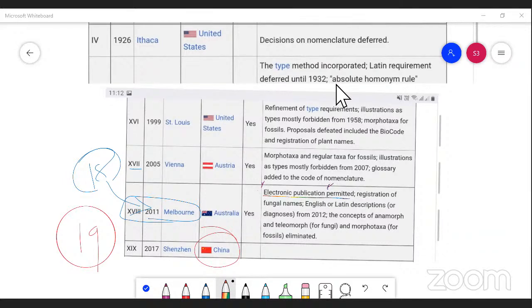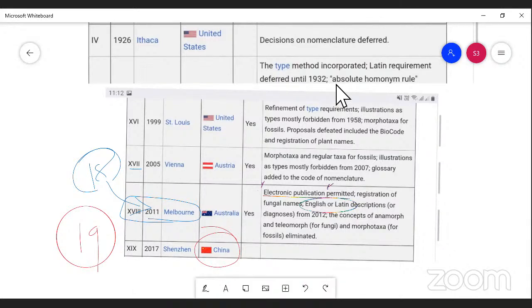One more thing, not only that, the usage of English or Latin. Generally, in those days, from the first Paris Code and second Botanical Congress, only the Latin language was permitted for descriptions of plants. But from 2011 onwards, the usage of English is also accepted as an official language.